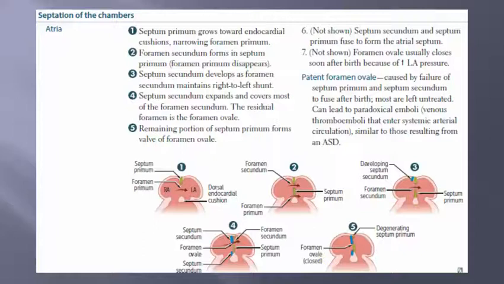Septation of the chambers. The atria, again, typically should be on the top. Typically, these are a little bit posterior to the ventricles. The ventricles are typically on exam going to be much forward or anterior to the atria. You have a septum primum. It grows toward the endocardial cushions. They'll narrow in the foramen primum.